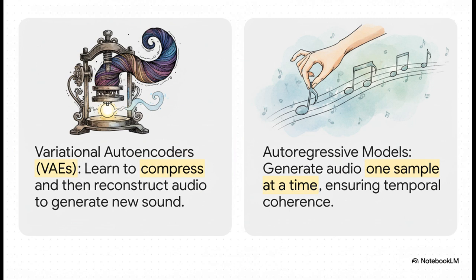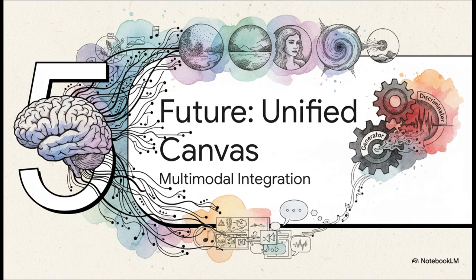Then you've got autoregressive models. These are all about sequence. They generate audio one tiny little piece at a time, predicting each new sound based on everything that came before it. This is what gives music its flow and coherence. So you can kind of think of it like this. The VAE learns the quality of the instrument, and the autoregressive model learns how to play it in a way that makes sense.